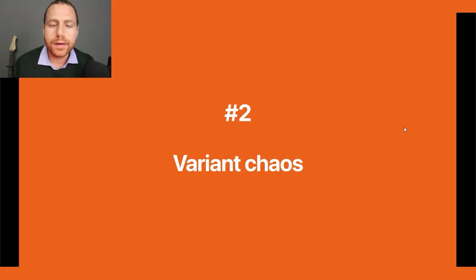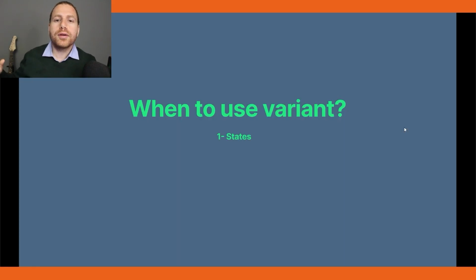Number 2, variant chaos. Before, with large design systems, there used to be, for example, for the button component, 1,000 different variants. Now there is no need to do so. When do I use variants in general? I use them with different states: hover, default, pressed, loading, focus, disabled. All of these are different states that we have to use variants for.